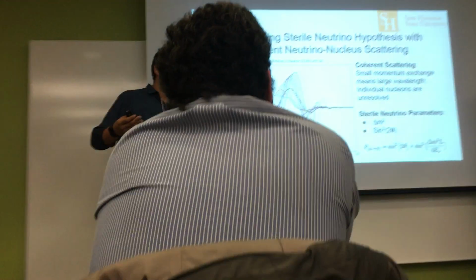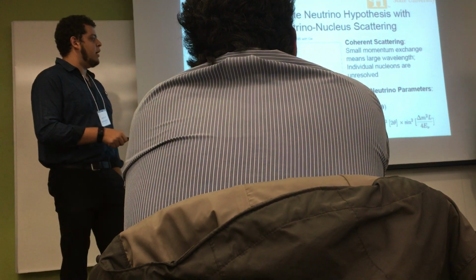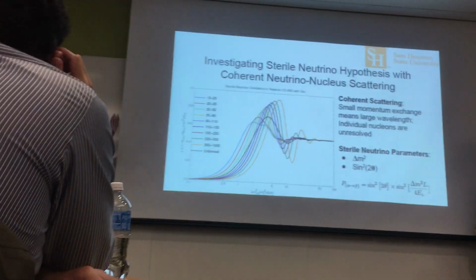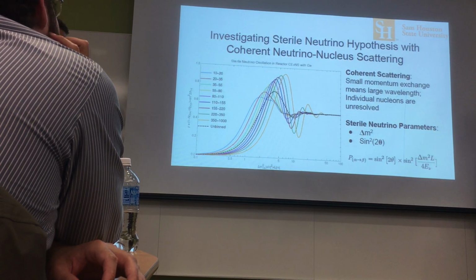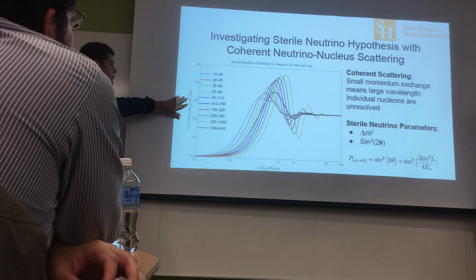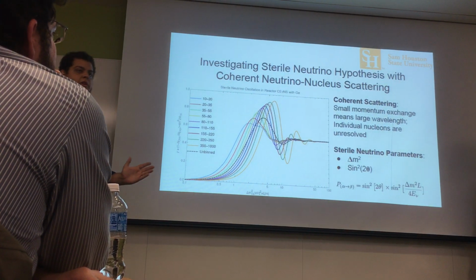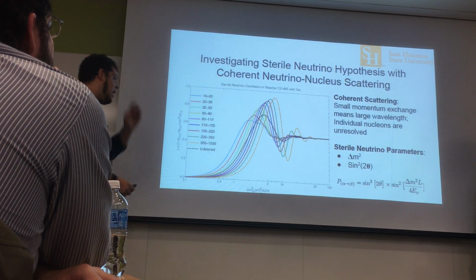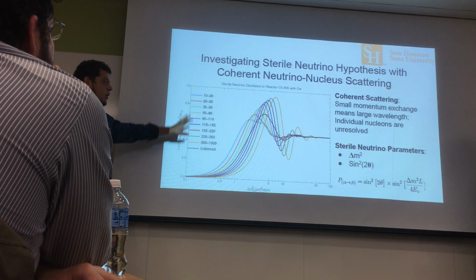The two parameters that are expected from the model are the mass gap squared and the mixing angle. This plot on the left shows a deficit of the flux due to expecting the sterile neutrino hypothesis. The y-axis is the deficit, which is scaled by the mixing angle parameter, and the x-axis is the distance of your detector from the source, which is scaled by the mass gap squared. On this plot, each of the lines represents a different energy bin of 1 electron volt.